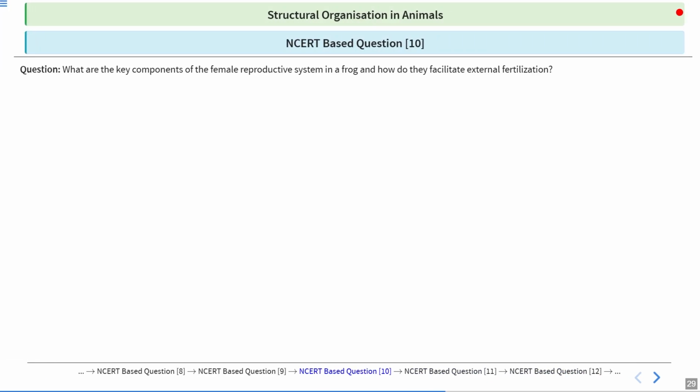Let us see another question. What are the key components of the female reproductive system in a frog, and how do they facilitate the external fertilization? Because in the case of frog, we see external fertilization. So how is this female reproductive system going to help in the external fertilization? Let us see the answer of this question.